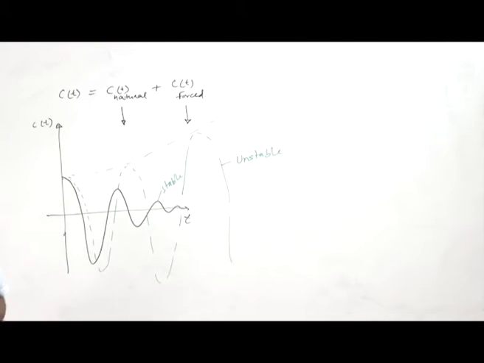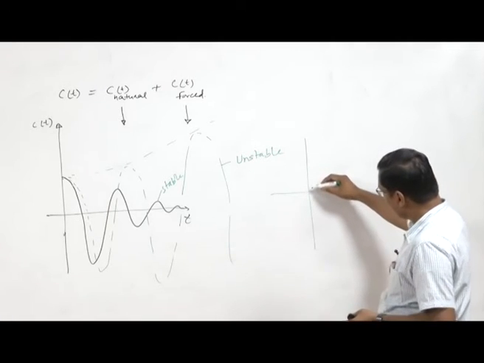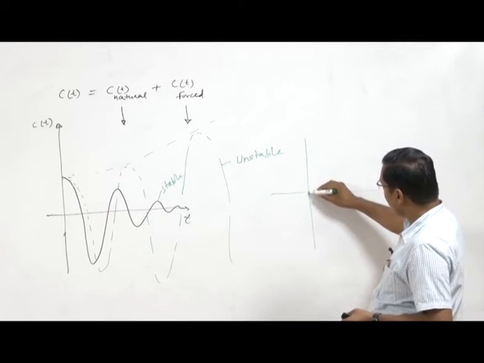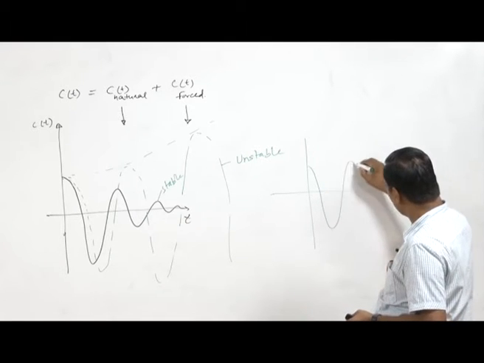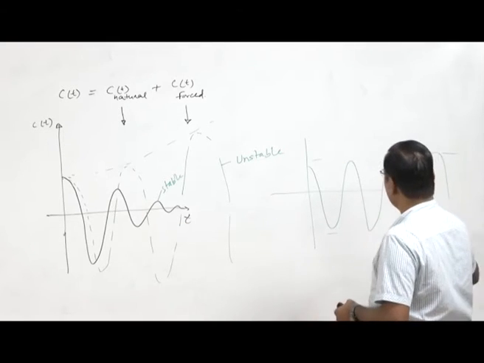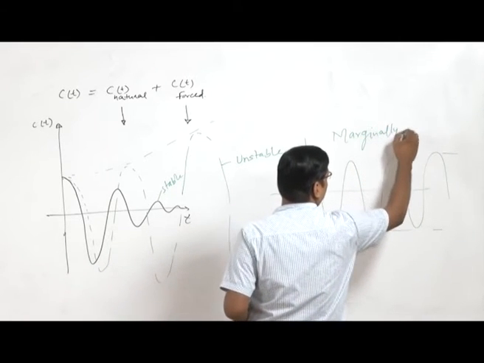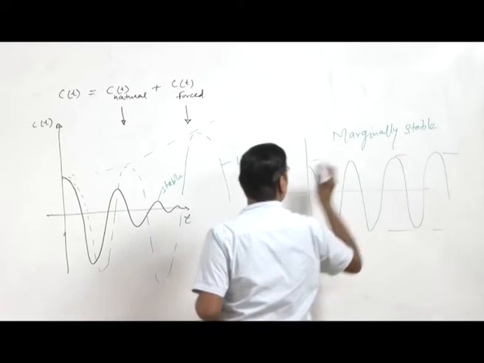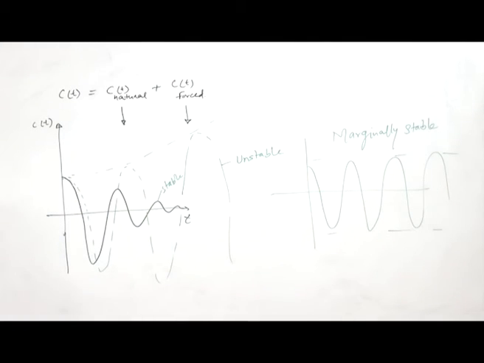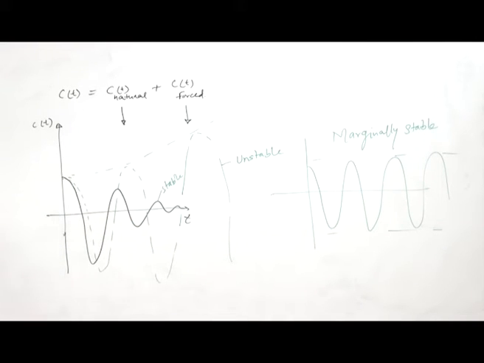There is one more term that is called marginally stable. A marginally stable system is one where the response neither grows nor decays, but it oscillates. If it is oscillating with constant amplitude, it is called marginally stable. So based on the natural response, we can define the stability and instability of a linear time invariant system.